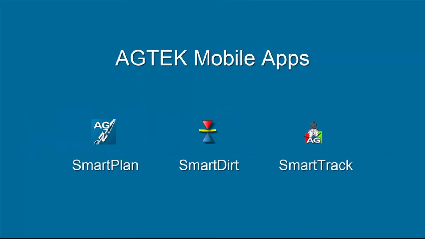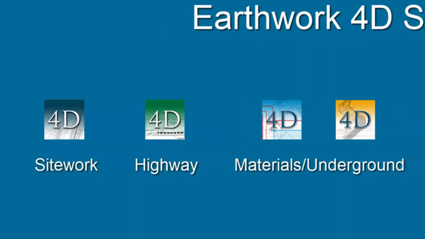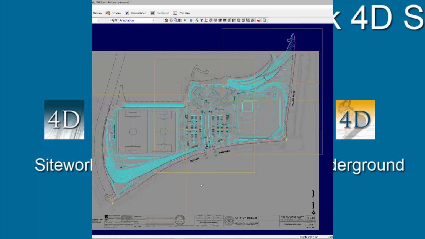AGTEK's mobile apps, Smart Plan, Smart Dirt, and Smart Track, connect the field with the office, with the plans and earthwork models on a phone or tablet to accurately track and manage production. In this video, we will highlight the benefits of the office products Sitework 4D, Highway 4D, and Materials Underground 4D.